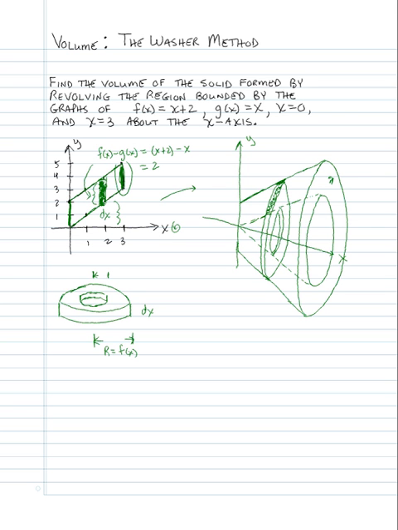And that radius is defined by the bottom of our strip. Let's call that radius lowercase r, and in this case, it's defined by the bottom function g of x. I'm thinking of that in more general terms here. So we can calculate the volume of our washer.